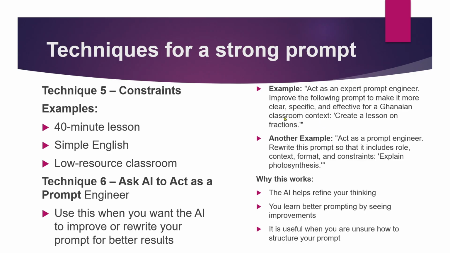When they give you that particular prompt, you just need to copy it and paste it into a new chat, and you will have the answer that you need. Just go through it and see if that is exactly what you want, and where you need to edit, you edit it also. Another example is you tell AI, act as a prompt engineer. Rewrite this prompt so that it includes role, context, format, and constraint. Example, you say explain photosynthesis. So now AI will act as a prompt engineer to ensure that it gives you the right answers.